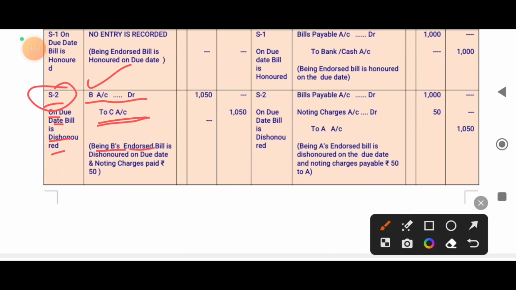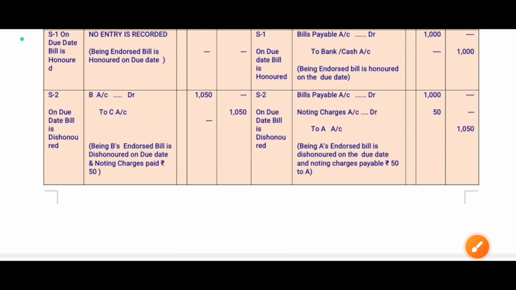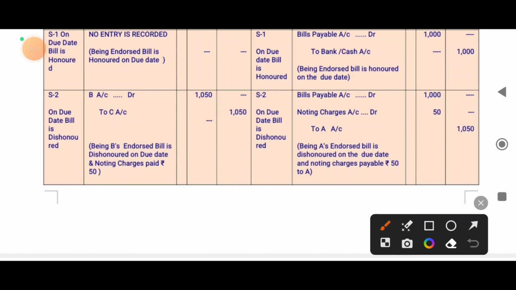B's endorsed bill is dishonored on the due date. Noting charges paid ₹50. So bill amount 1000 and noting charges 50 including, so 1050 rupees. B account will be debited, C account will be credited. We can say debtors account will be debited, creditors account will be credited.